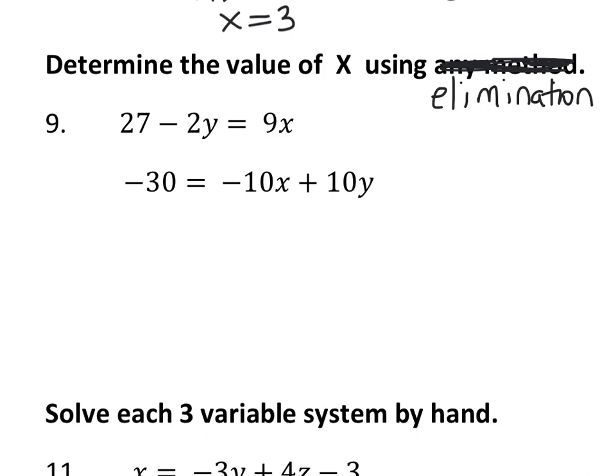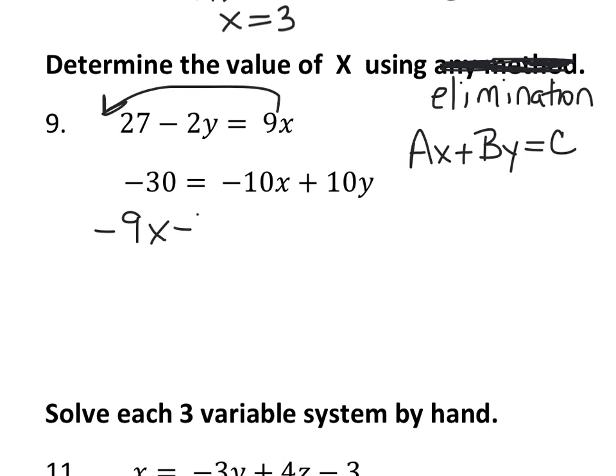So the first thing we want to do is make sure that our equations are in the right form. We want it to be in ax plus by equals c form. And then we're going to line those variables up, and we're going to see if we can eliminate either the x or the y. So I'm going to go ahead and line these up. I'm going to move the 9 over here, and I'm going to make this negative 9x minus 2y. And then I'm going to move the 27 over here and say equals negative 27.